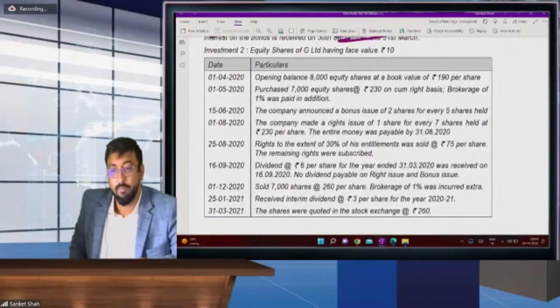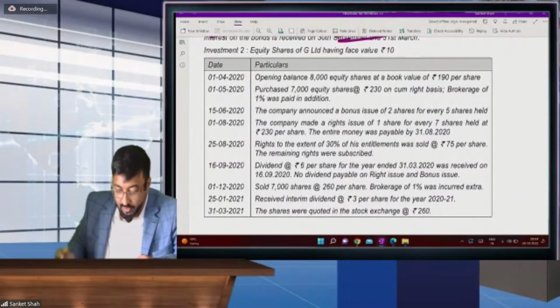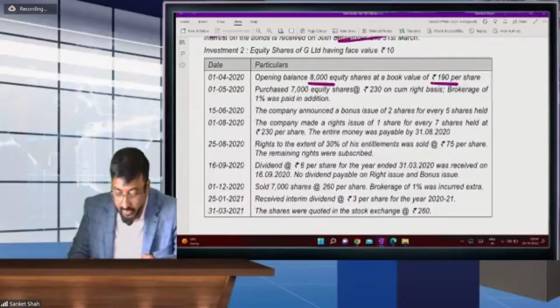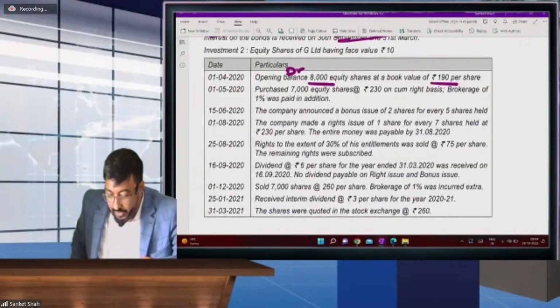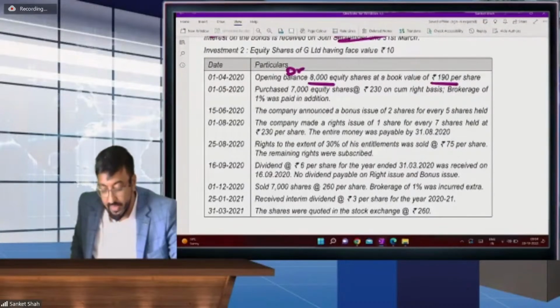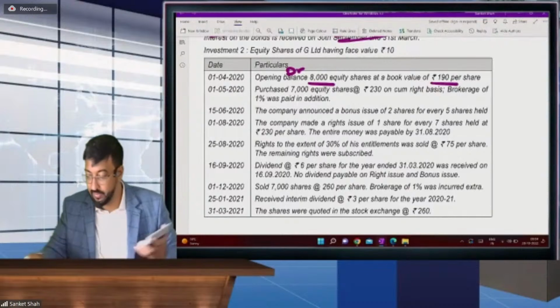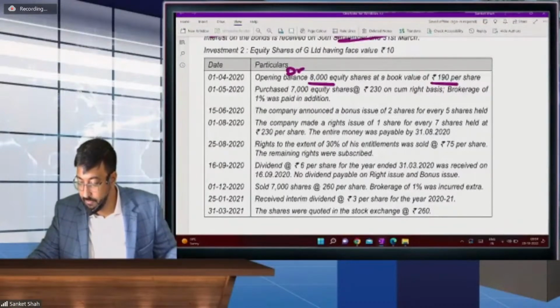Investment 2, equity shares of G Limited having face value of ₹10. Opening balance 8,000 equity shares at book value of 190. So 8,000 equity shares at 190 debit. Purchase 7,000 equity shares at ₹230 on cum right basis. Cum right means they will get right shares on this. So 7,000 into 230 plus brokerage is 1%. So I will write it here, 16 lakh 26,100.